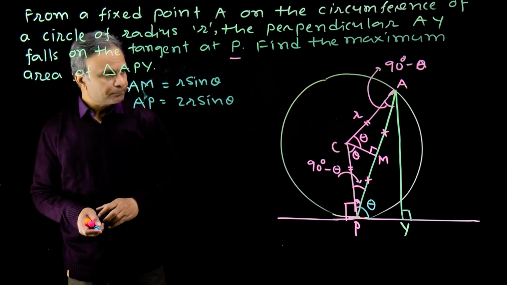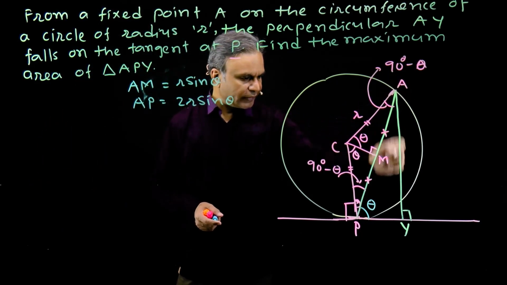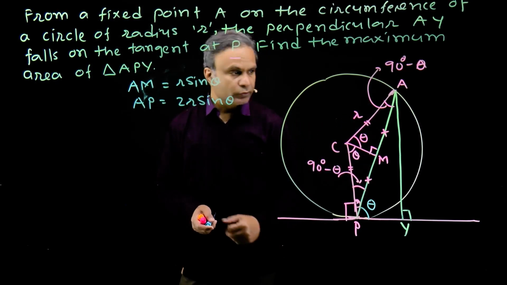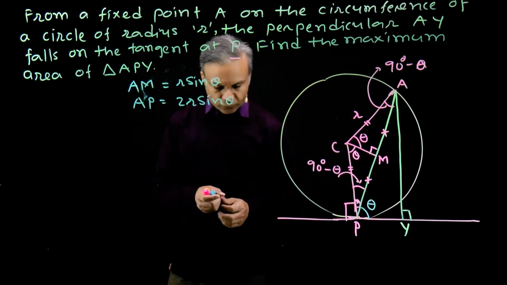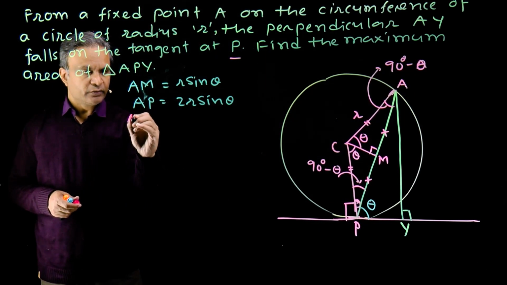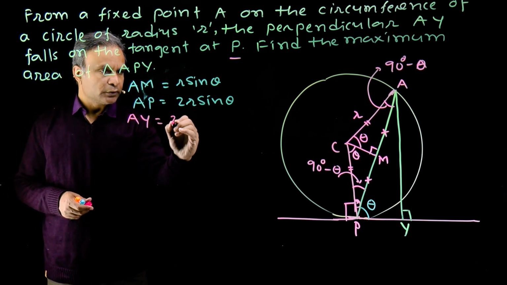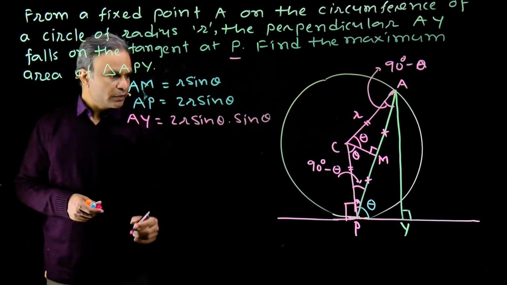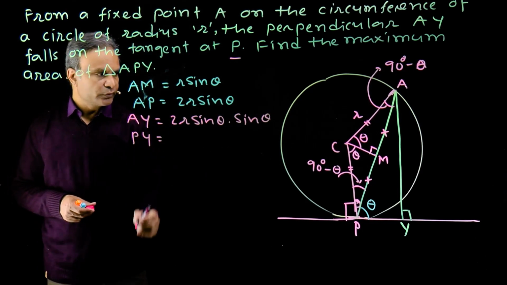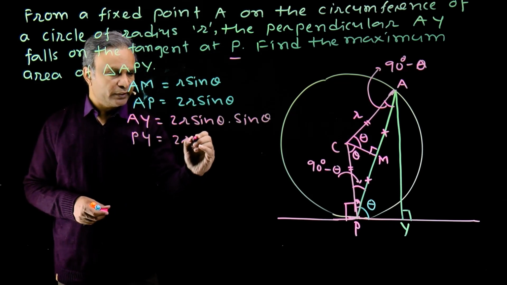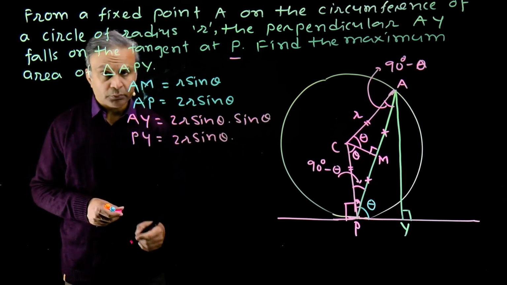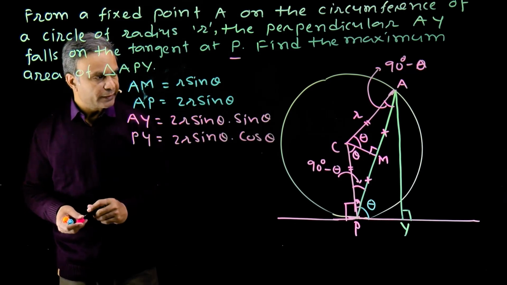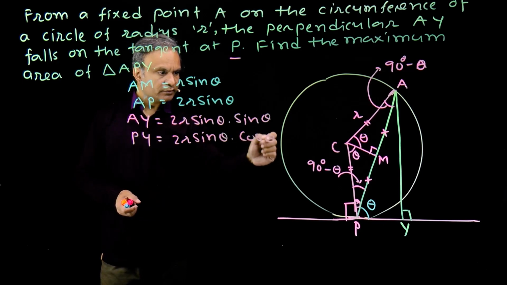Now we can solve this triangle AYP. This angle is theta, hypotenuse is 2r sin theta, then the opposite side AY will be hypotenuse multiplied by sin theta, and PY will be hypotenuse 2r sin theta multiplied by cos theta. है ना, ट्रिगोनोमेट्री का देखो बहुत ही अच्छा यूज कर रहे हैं यहाँ पे, by introducing angle theta which is variable.